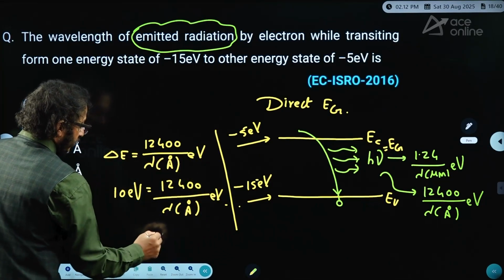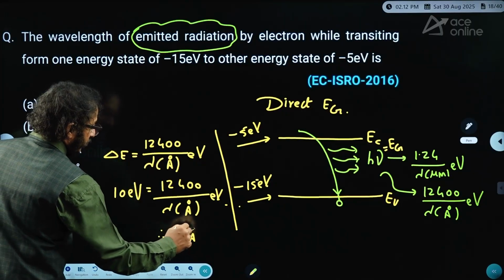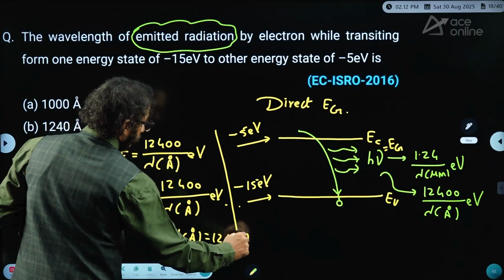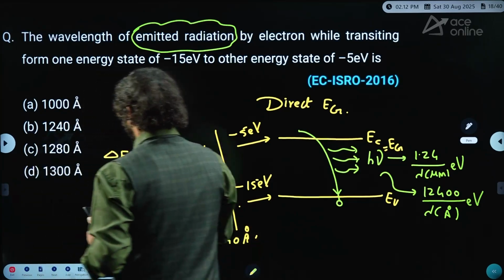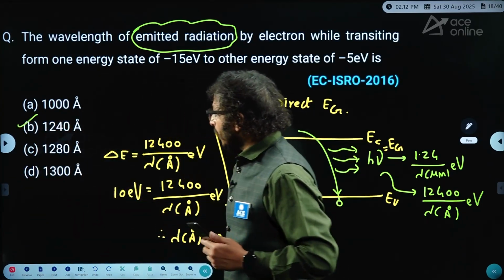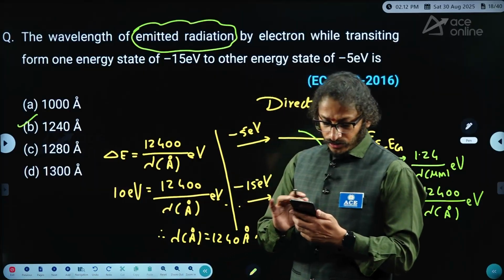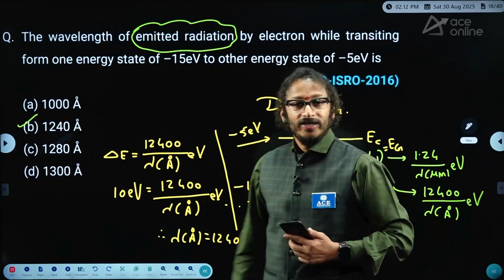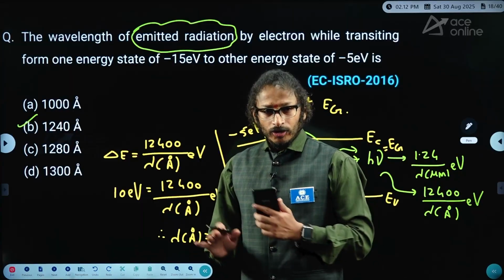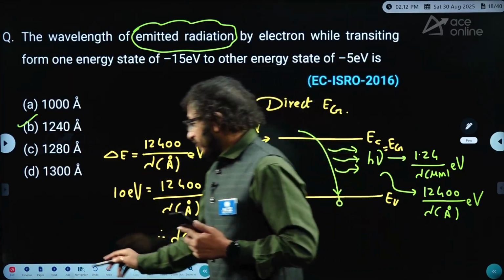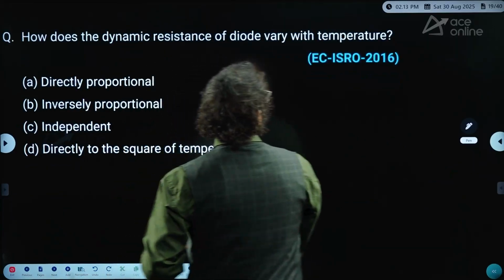Very easy, right? Therefore, lambda in angstrom units must be equal to 1240 angstrom units. Very easy question. So answer for the given question is 1240. So option B is apt. 1240. Right. Option B is apt for the given question. Okay. I hope, my dear students, you are enjoying these questions right here. Okay. Anyways, come back to one more very interesting question.